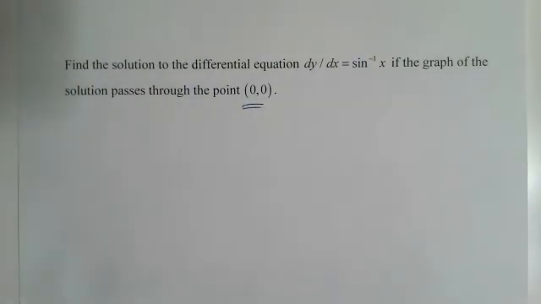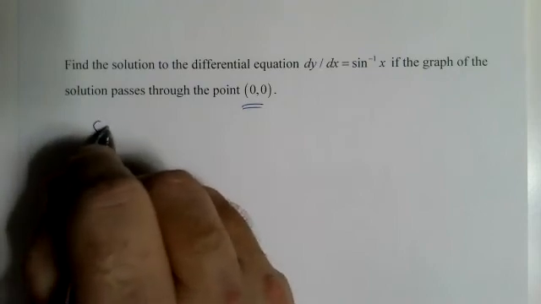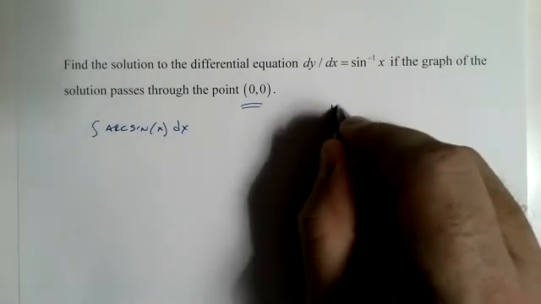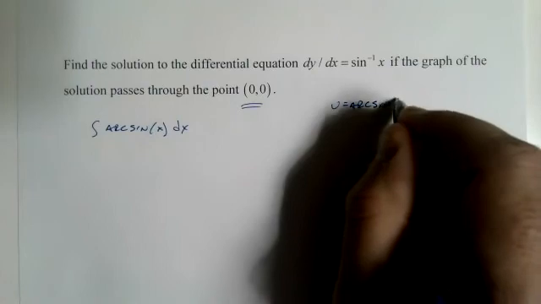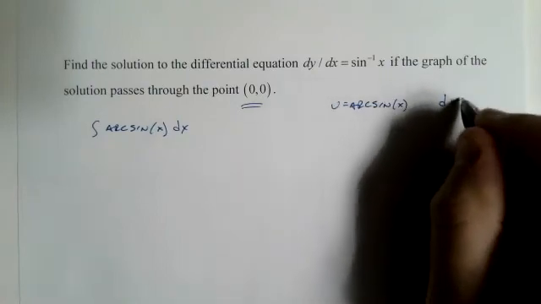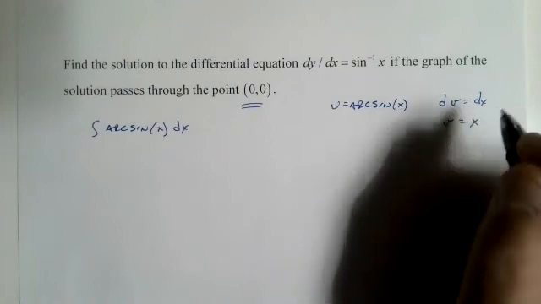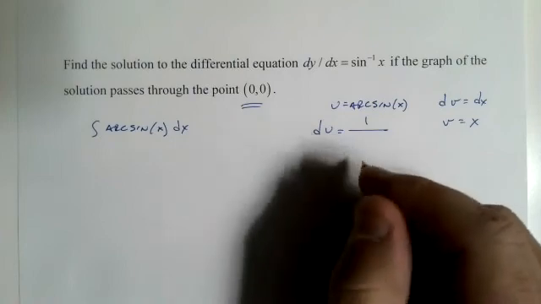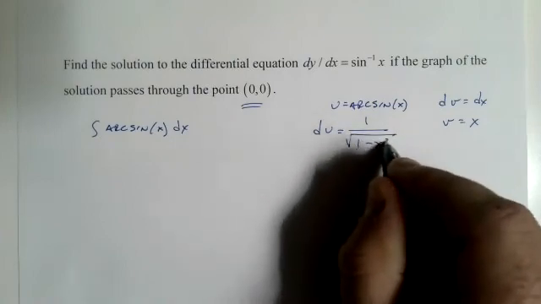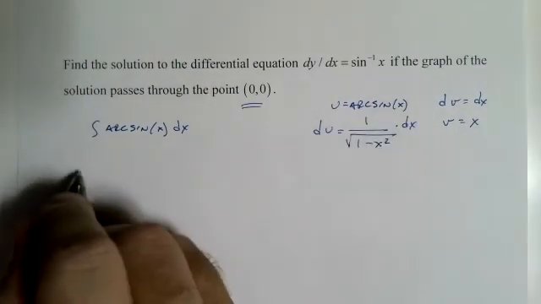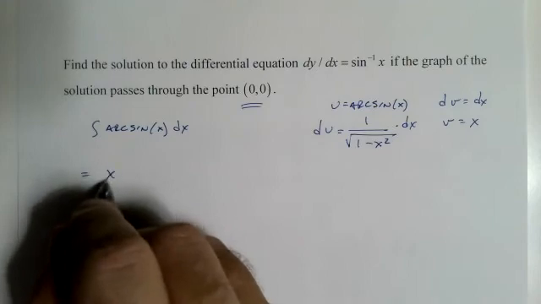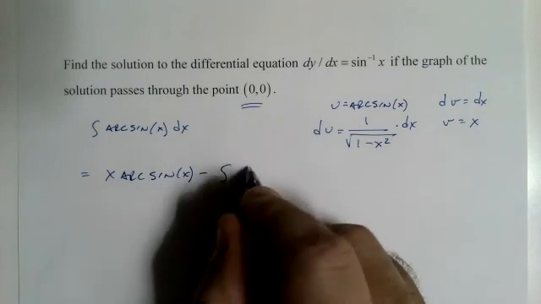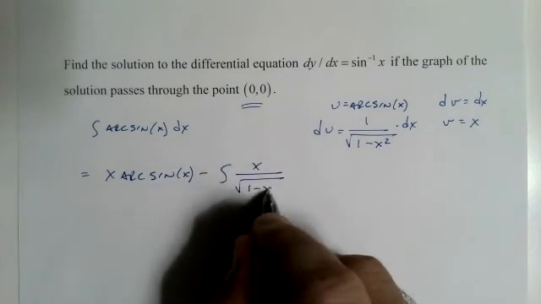And when we're done, we'll solve for plus c. But for now, integral arc sine x dx. u equals, of course, arc sine of x, because I don't have to take the integral of it. dv equals dx, v equals x. du equals 1 over square root of 1 minus x squared dx equals x arc sine of x minus integral x over square root of 1 minus x squared dx.